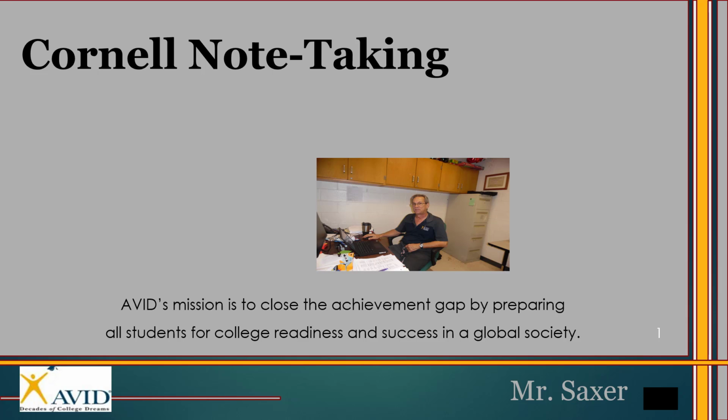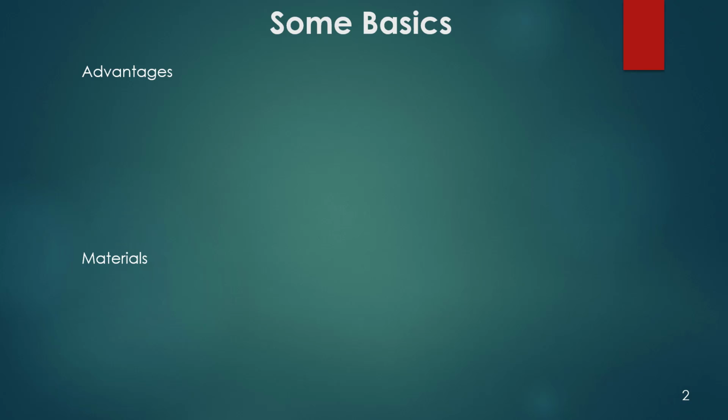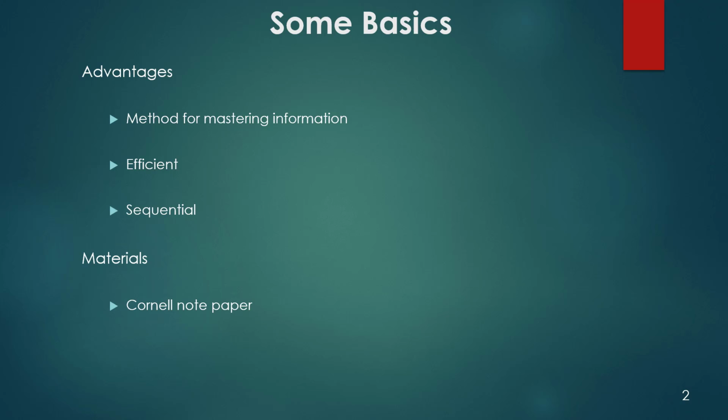The objective of this lesson is to show how Cornell Note-Taking can improve your study habits and raise your test scores. Some basic advantages: methods for mastering information. They're efficient and they are sequential. Materials you would need: Cornell note paper or basic loose leaf paper.